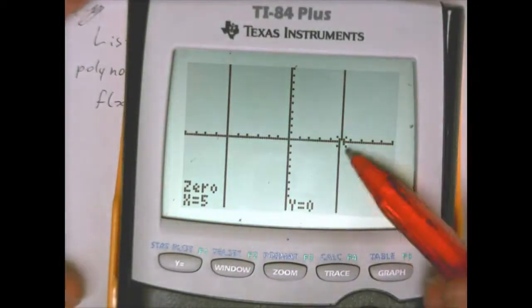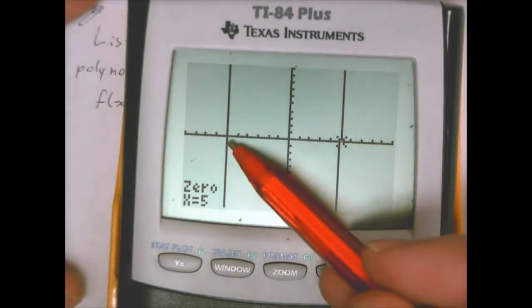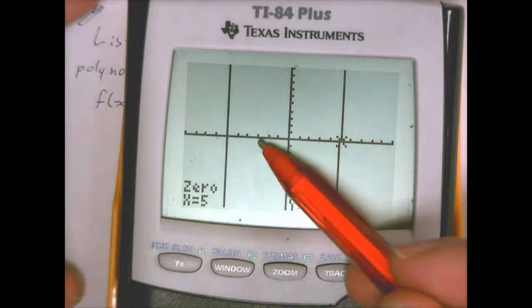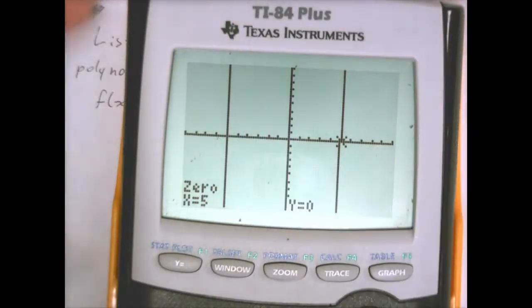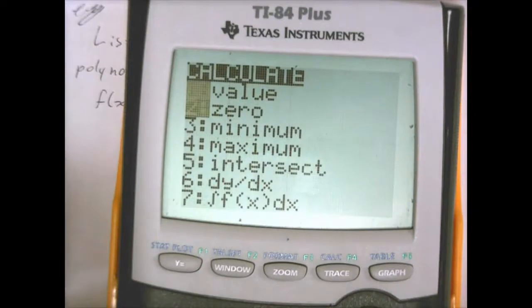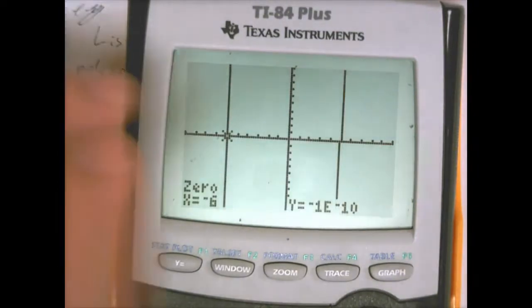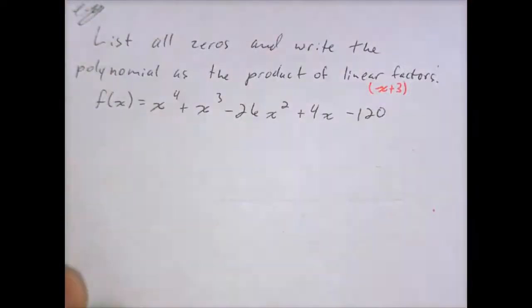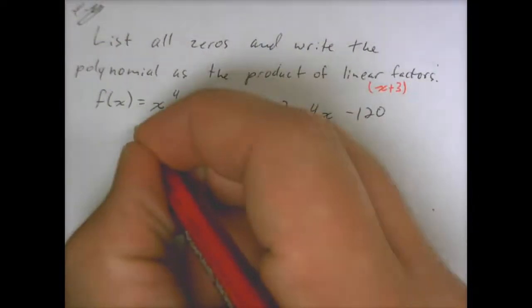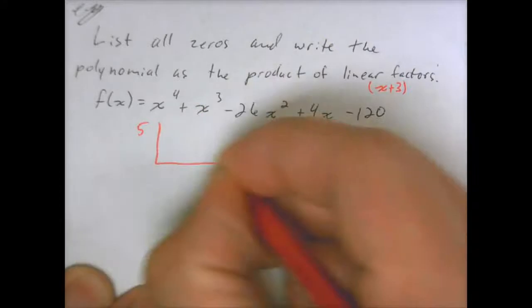It looks like I have a 0 at 5, and I have a 0 at 1, 2, 3, 4, 5, 6, 7, negative 7, is that right? Did I just count right? I don't know. Negative 4, let's say negative 6. There we go, negative 6. So 5 and negative 6. So I'm going to go ahead and use synthetic division to divide those out of my function.